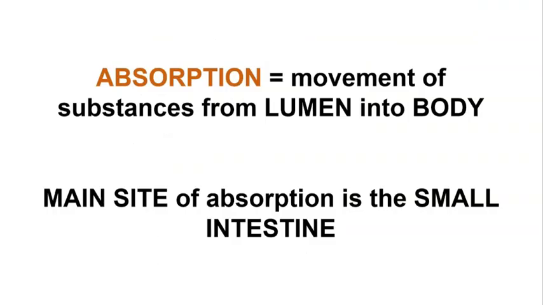Absorption is the movement of the digested materials from the lumen of the gastrointestinal tract into the body fluids. Just like the main site of digestion was the small intestine, we also see that the main site for absorption is going to be the small intestine, as the small intestine is equipped with the large surface area and the blood vessels that will promote very efficient absorption of those nutrients.